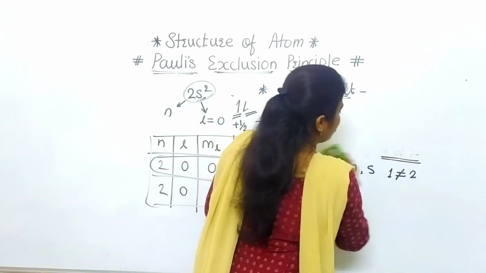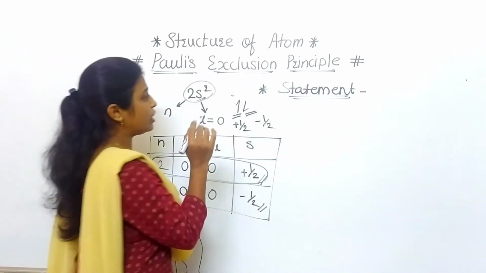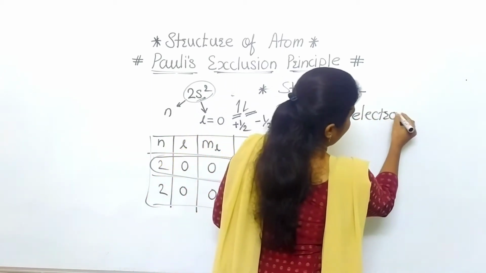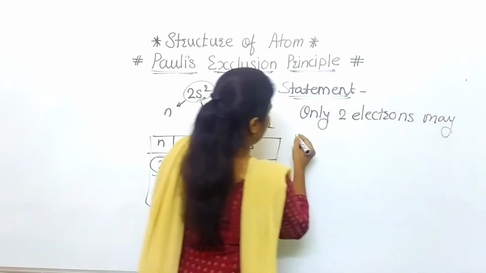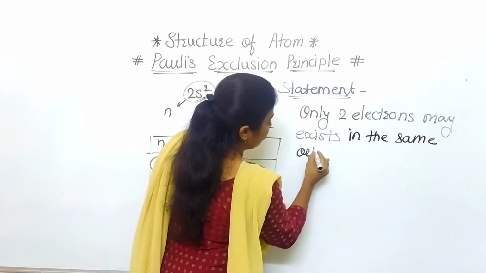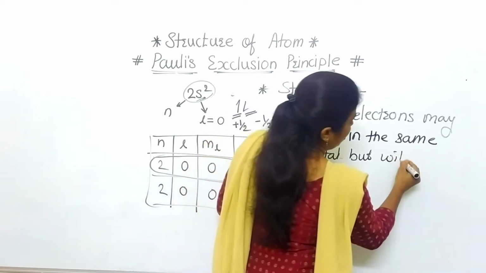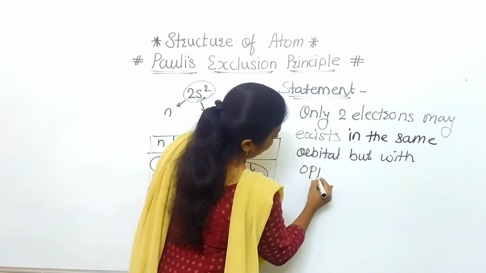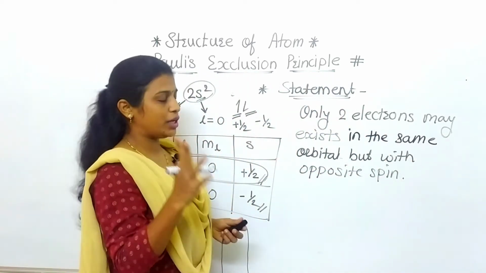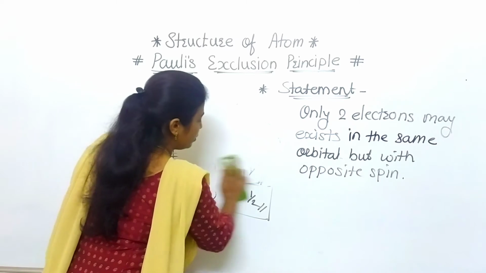So what is the next way to write this statement of the Pauli's exclusion principle? In that we can say that only two electrons may exist in the same orbital, but with opposite spin. Clear to everyone? So here what is the statement? Only two electrons may be. Now see how to write that one also, I am going to discuss here. So this is the example for the first one.